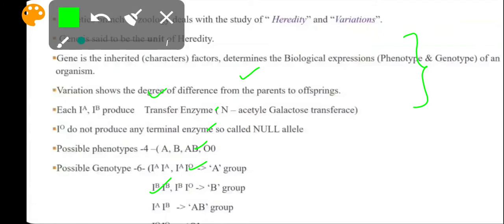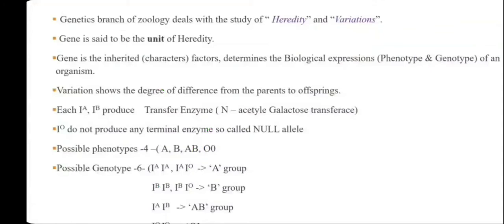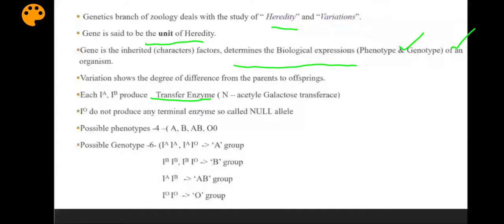Genetics is a branch of biology which deals with the study of heredity and variation. Actually, the gene is the unit of heredity. Heredity means the inheritance of characters from one generation to another generation. Genes are inherited factors which determine the biological expression of an organism, both morphologically as well as genetically. Variation is the difference among individuals from parents to offspring.